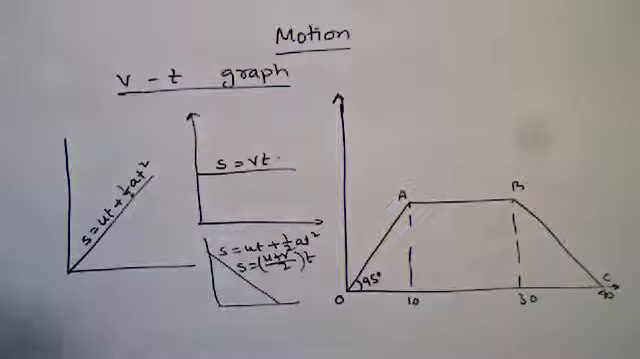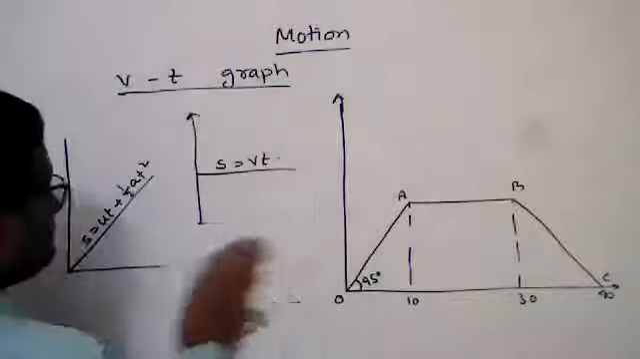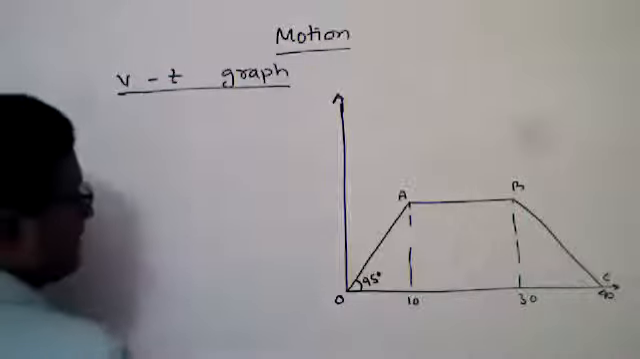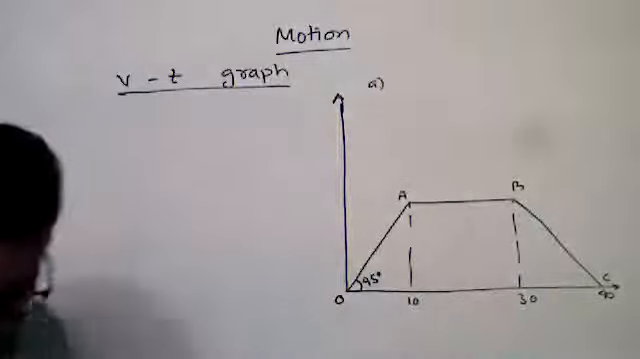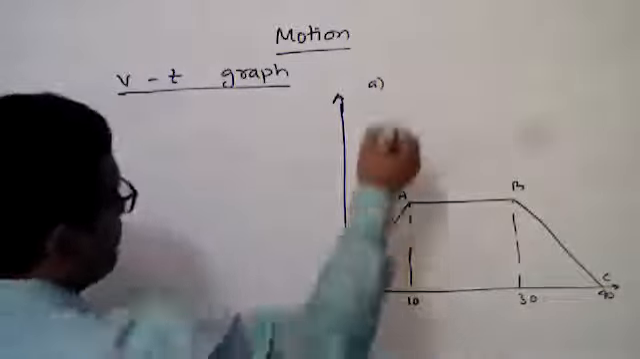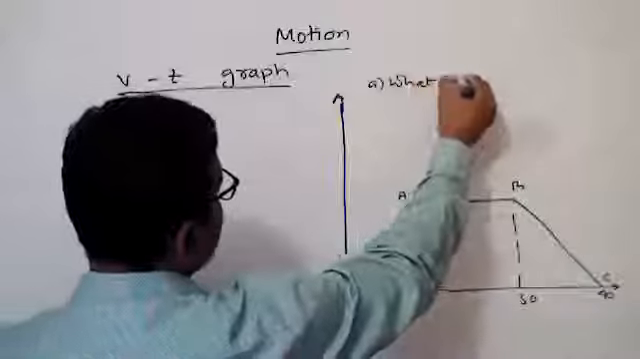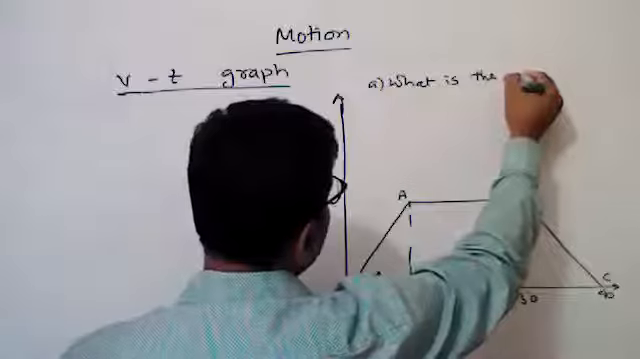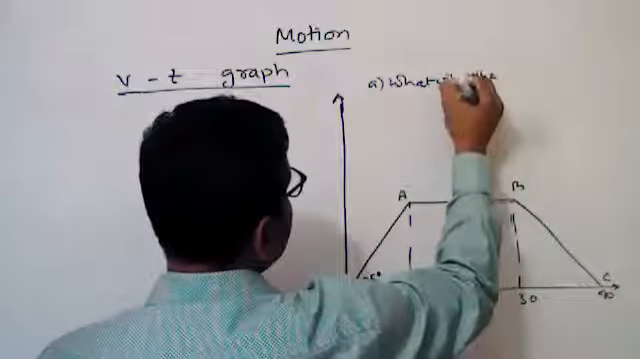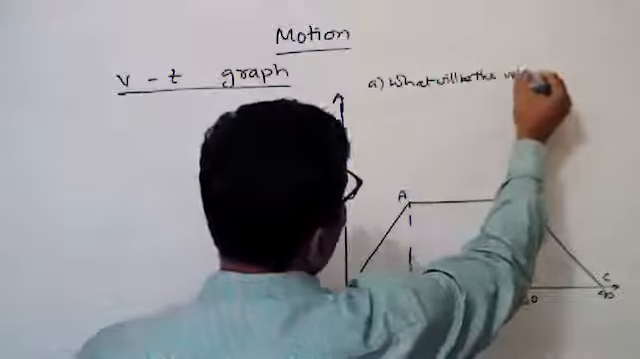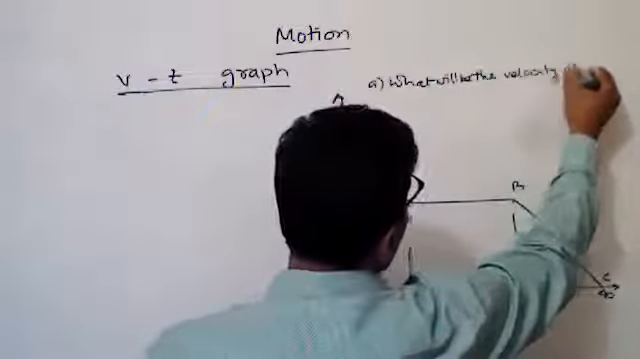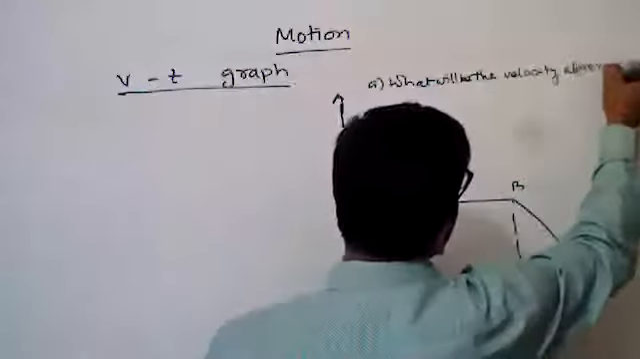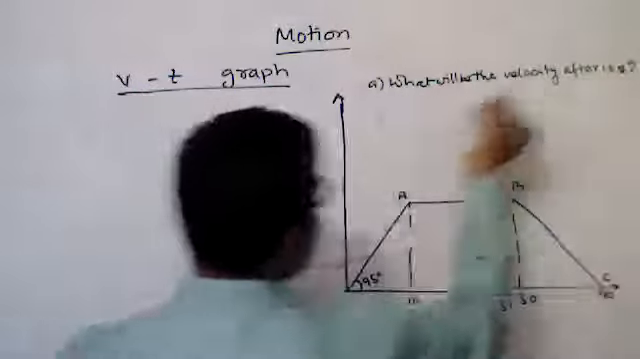Now, from this graph, we discuss this. At first, question number 1, A: what will be the velocity after 15 seconds? Number B.